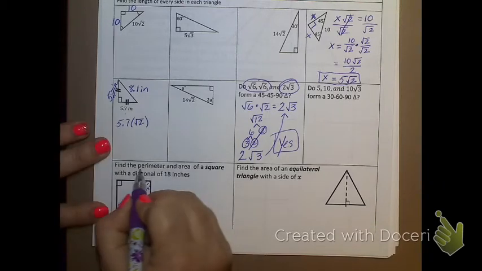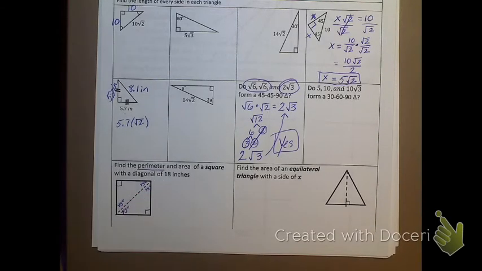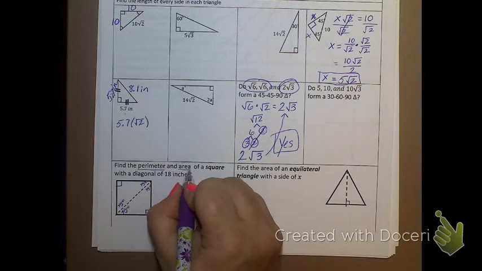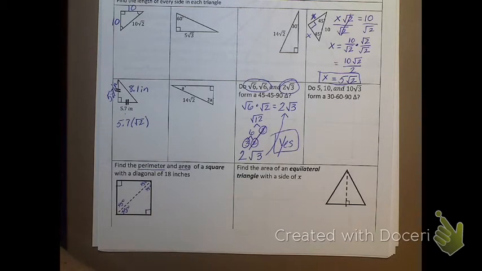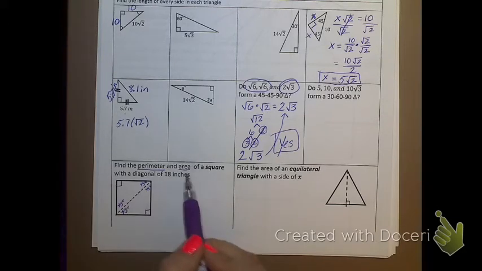What do I need to find in this problem? The perimeter and the area. How do you find the perimeter of a square? Side plus side plus side plus side, right? Since it's a square, all four of those sides are going to be the same length, so I could also find it by doing 4 times the side, right? Because I'm adding the same number 4 times. How do you find the area of a square? Length times width, or base times height, however you say it, but one side times the other side, right?